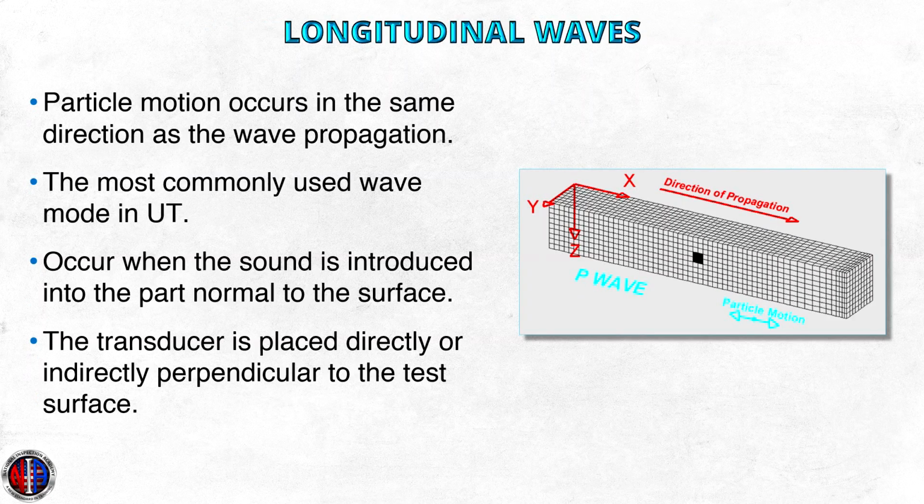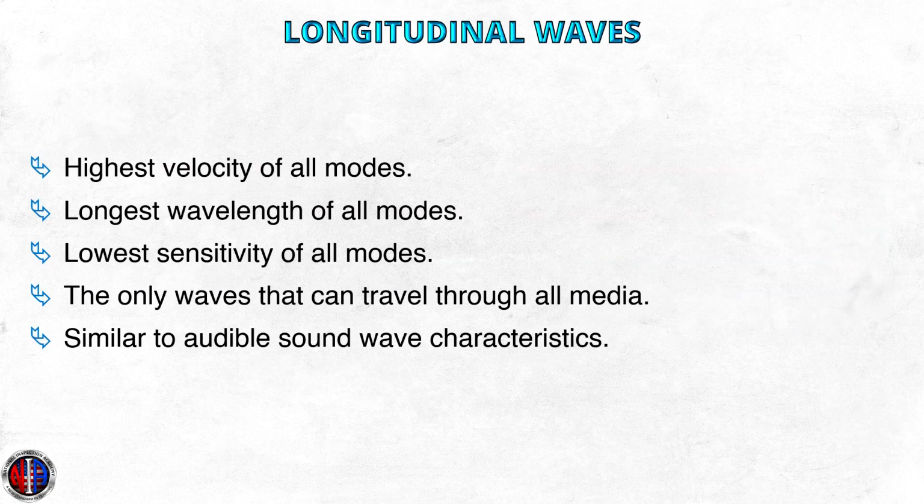Longitudinal waves. Longitudinal waves have a particle motion that occurs in the same direction as the wave propagation. They're the most commonly used wave mode in ultrasonic testing. Longitudinal waves occur when the sound is introduced into the part normal to the surface. In other words, the transducer is placed directly or indirectly perpendicular to the test surface. Some other specifics to longitudinal waves are, they have the highest velocity of all modes, meaning the speed the sound travels through the test piece.